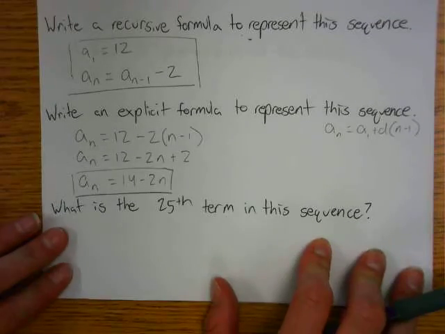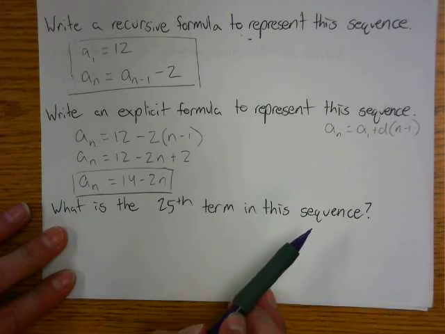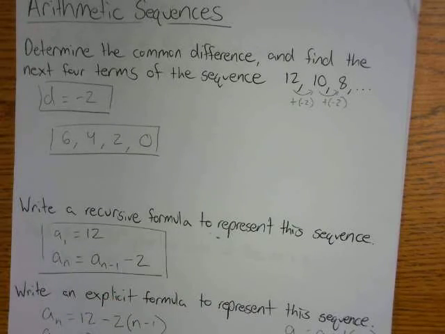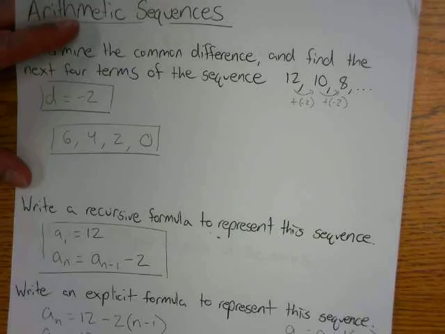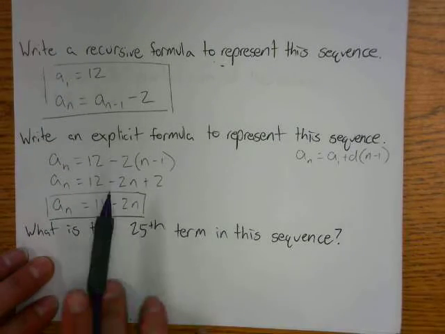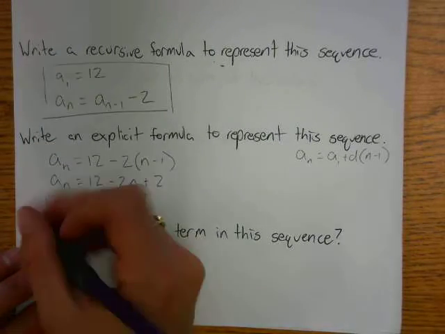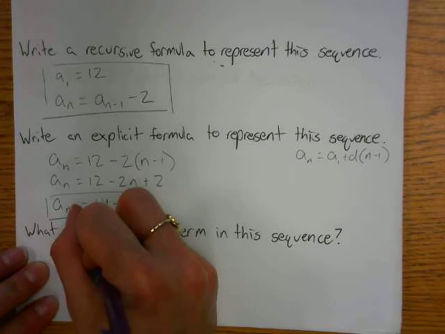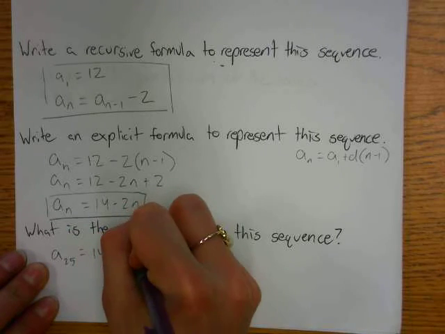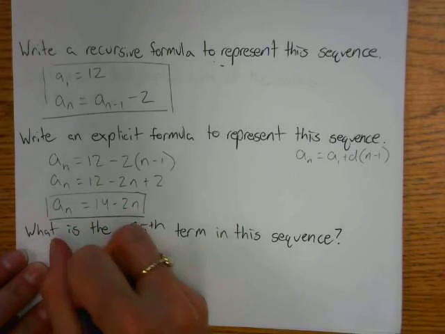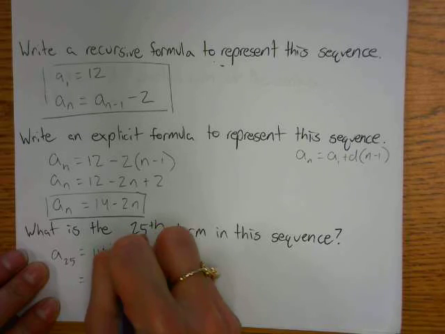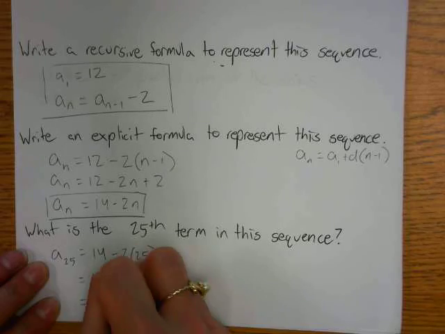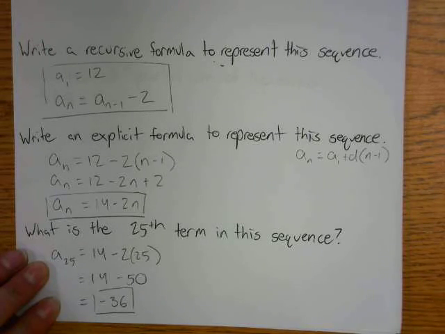So that brings us to the last question. It says, what is the 25th term in this sequence? Now I could continue like I did here to keep subtracting 2 all the way until I get to the 25th number in the sequence. But now that I have my explicit formula, the nice thing is I can find a_25 by plugging in 25 for n. So I can say 14 minus 2 times 25. 2 times 25 would give me minus 50, and 14 minus 50 would be -36. So we will end up with -36 as the 25th term.